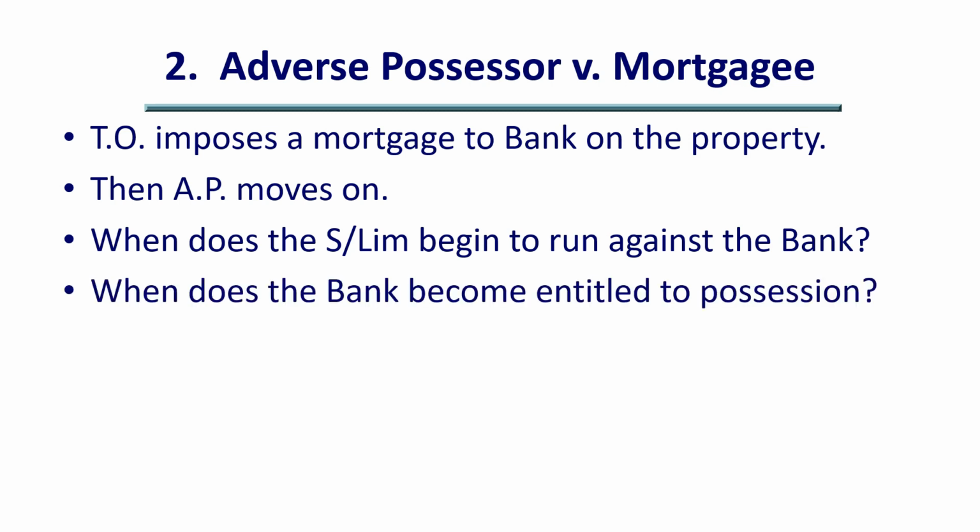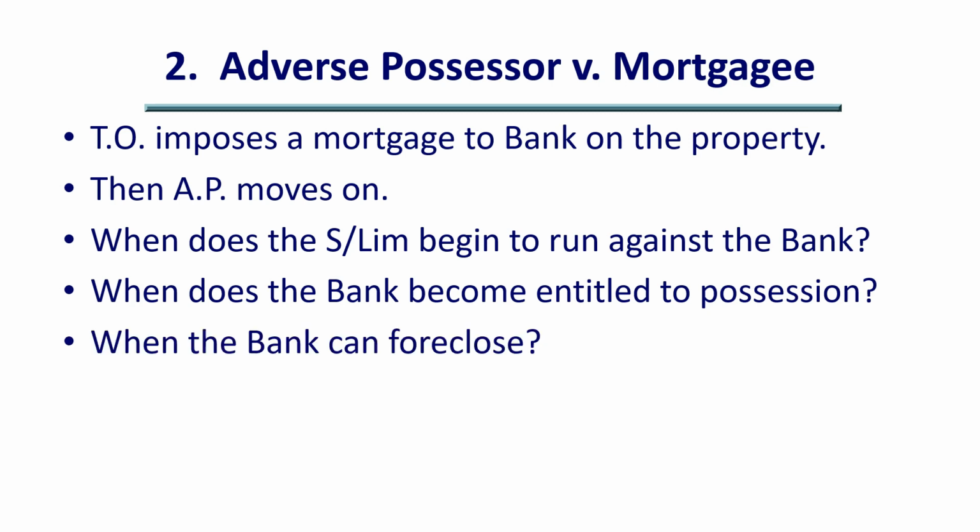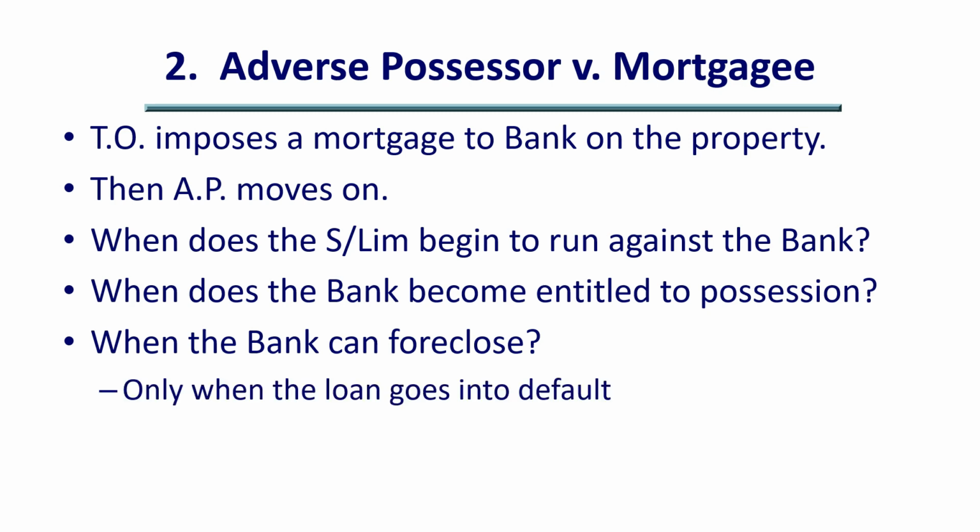So when does a bank become entitled to possession so that the statute of limitations would begin running against the bank? Well, the answer is that the bank only becomes entitled to possession when the bank can foreclose the mortgage, and foreclosure can occur only when the loan goes into default.